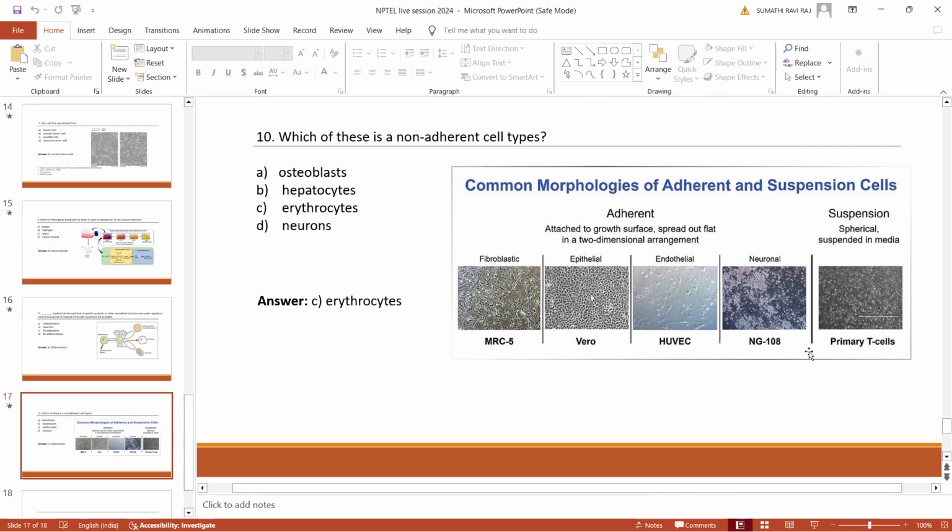So suspended cells are mostly spherical in shape. Any cell, even if it is an adherent cell, you detach it from the media using trypsin or anything. Once you detach it and they get suspended in the media, they also attain a spherical shape because that is where it can get the most volume. So all cells in suspended nature will be spherical. So you can see most of the primary T cells here.